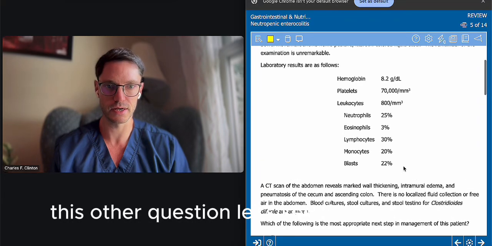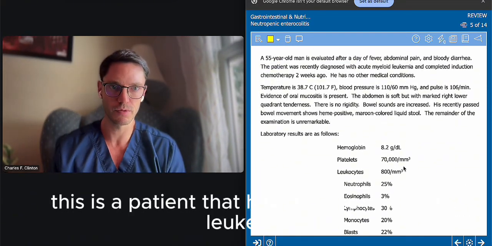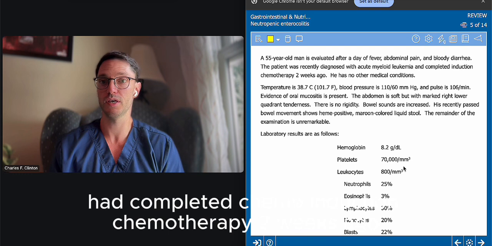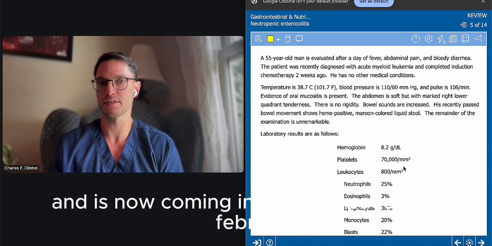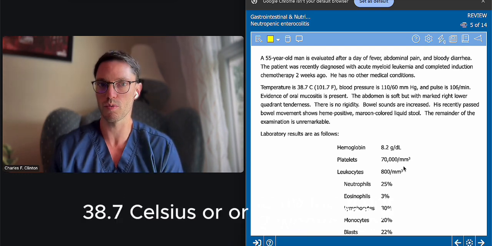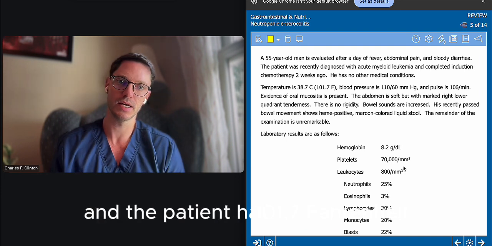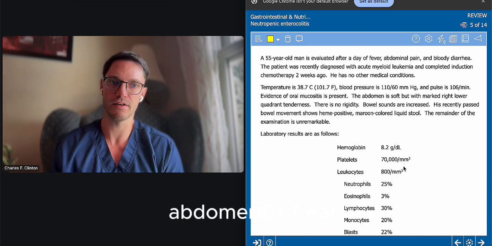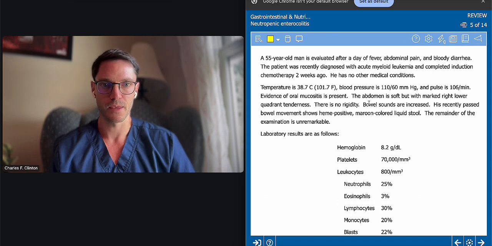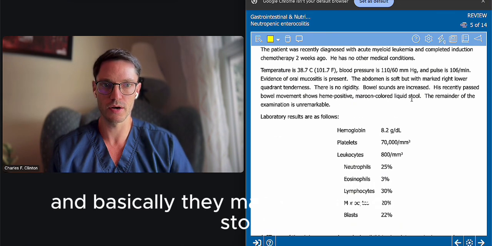This other question, let's see. Okay, this is a patient that had acute myeloid leukemia, had completed induction chemotherapy 2 weeks ago, and is now coming in because the patient is febrile, 38.7 Celsius or 101.7 Fahrenheit, and has oral mucositis. Abdomen is soft, but with marked right lower quadrant tenderness. And basically, they have maroon colored liquid stools.